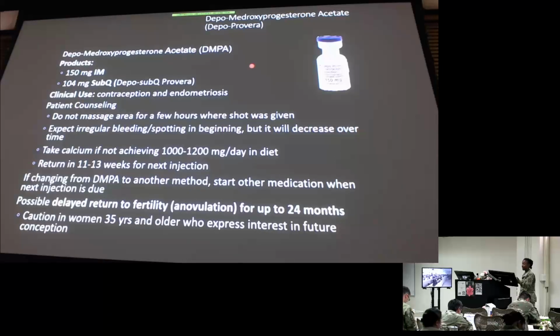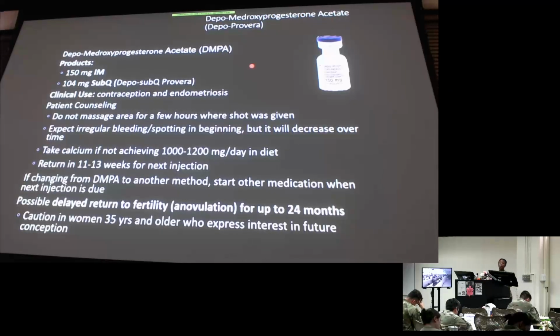And then looking at this, when they should return next, usually we'll try to tell them every 3 months that they should return, but 11 to 13 weeks is when you can see that they will be back for their next injection to make sure that they're still covered. If you're changing from this shot to another contraceptive, you need to wait until that 3-month time period from when they had the shot has worn off, okay? And then they would start that contraceptive.